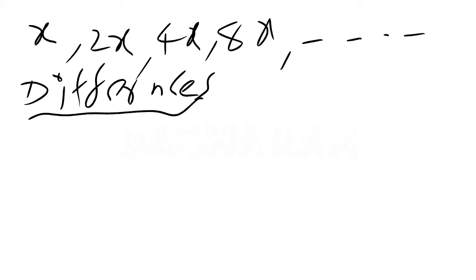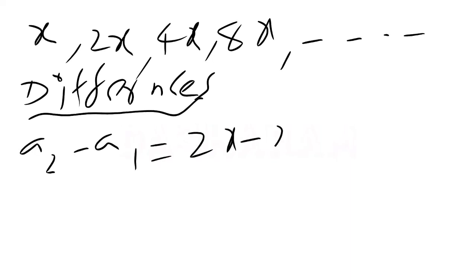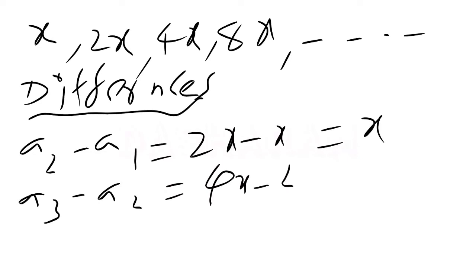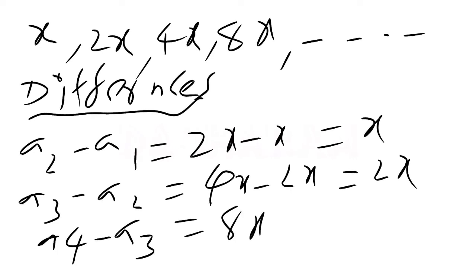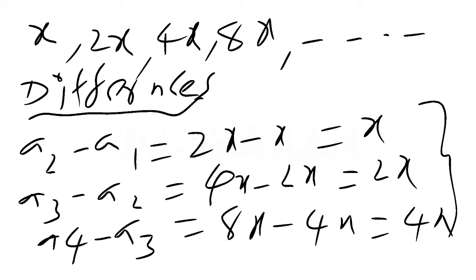The first difference is A2 minus A1: 2x minus x equals x. Second difference, A3 minus A2: 4x minus 2x equals 2x. And the third difference is A4 minus A3: 8x minus 4x equals 4x. Here the differences are not common, so the list of numbers does not form an AP. That is the conclusion you have to write at the end of the answer.